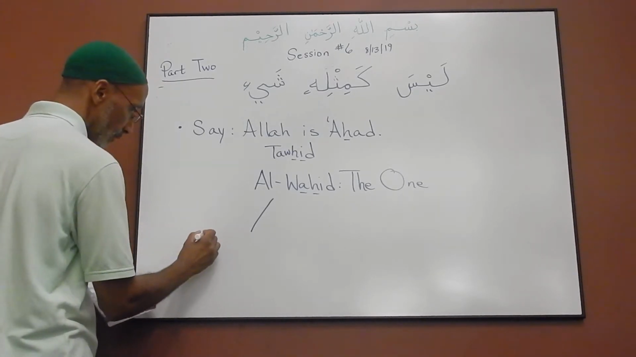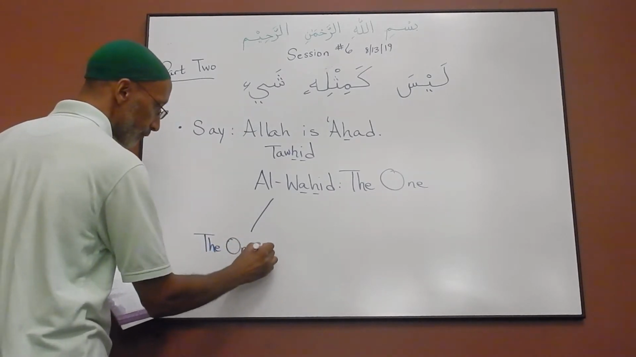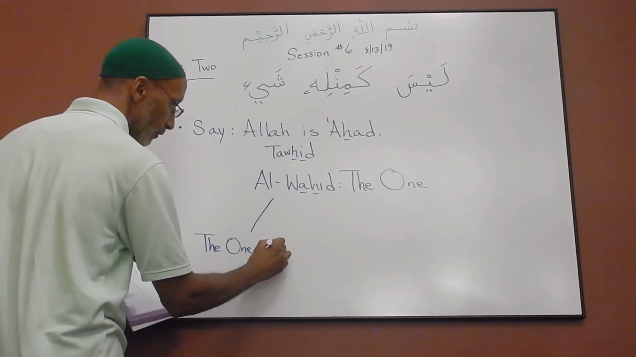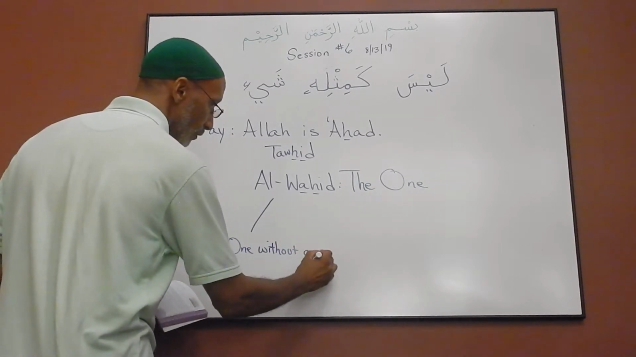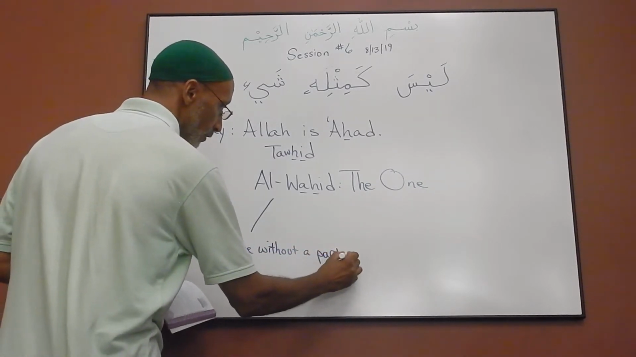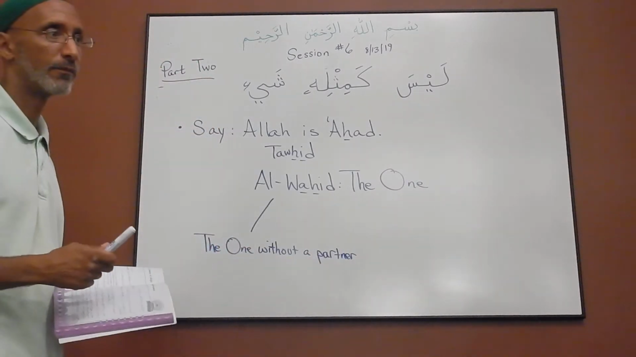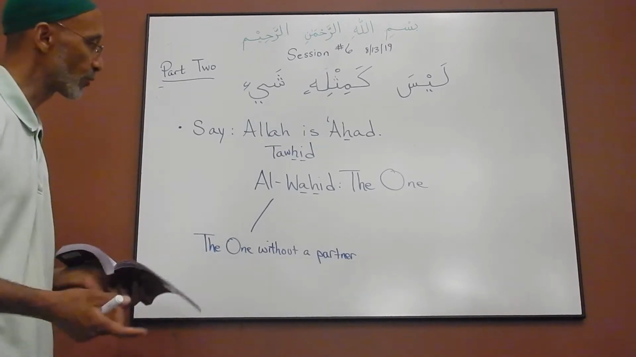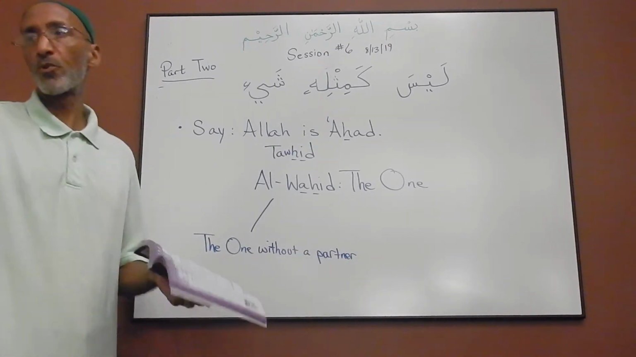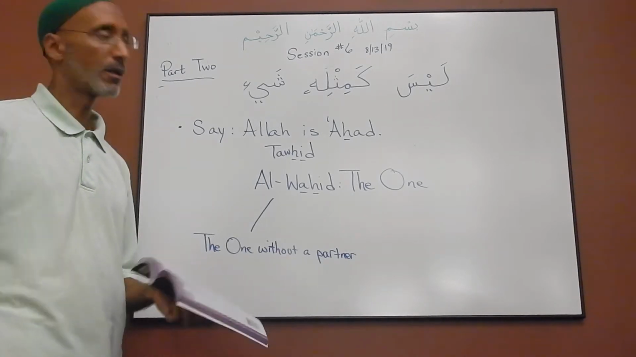The one without a partner. Meaning what? No one is the creator except Allah. No one creates except Allah. The particles, we just explained, the particles can't what? Create. They can't create. Okay?